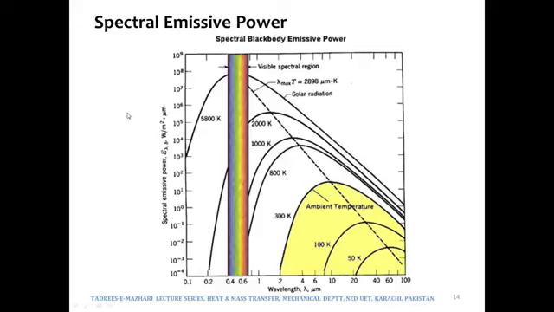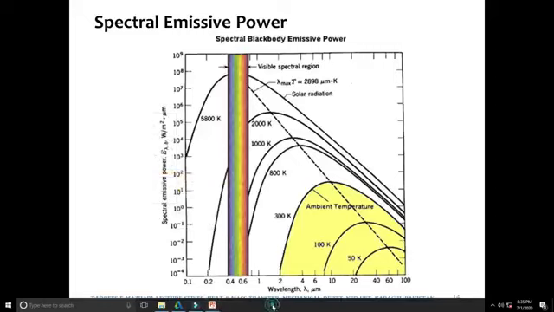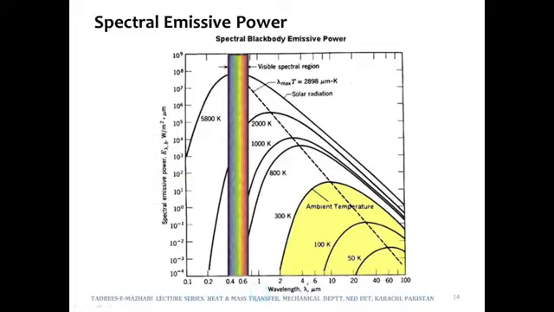Now we have got this curve, on the x-axis of which we have the wavelength in micrometers, and on the y-axis of which we have got this spectral emissive power. You can see that spectral emissive power is written as E lambda or E_b lambda, and it has got units of watts per meter square per micrometer.